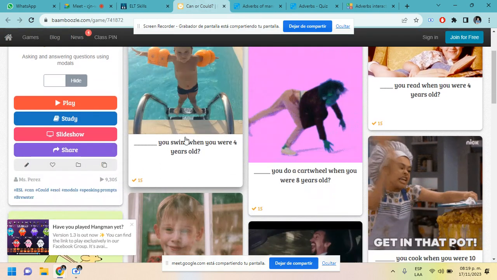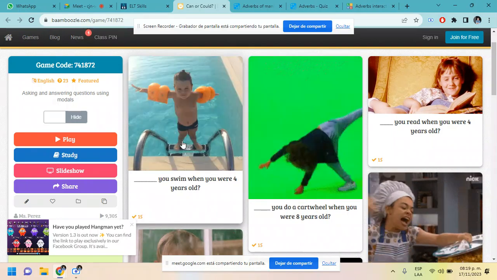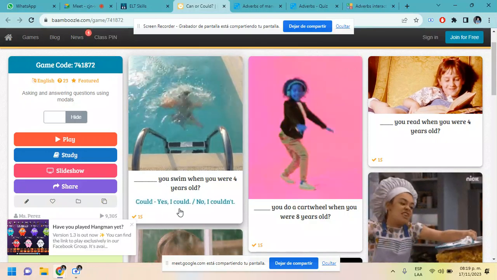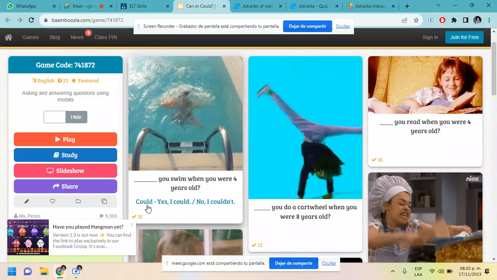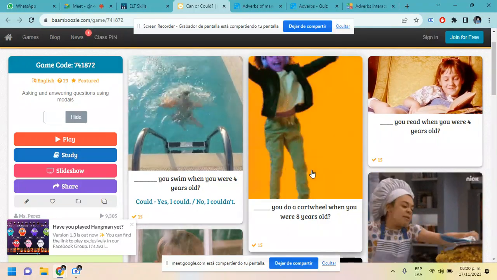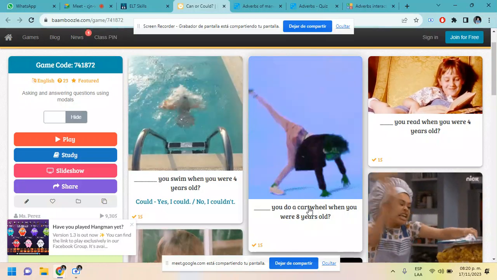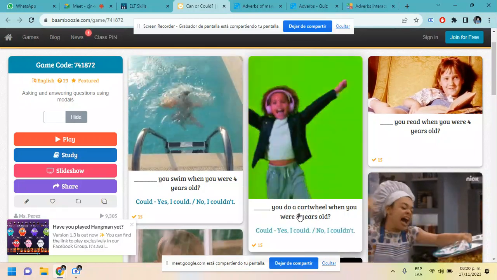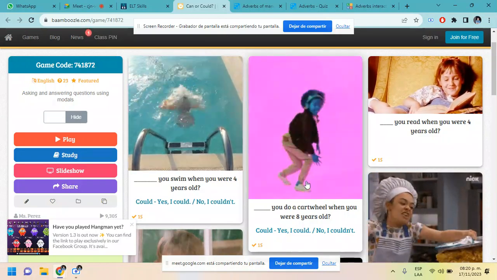Okay, yeah, let's practice here. For example, what do we use here, can or could, for this picture? Can? No. Could. Why, teacher, could? Because it's in the past. Could you swim when you were 4 years old? And the answer would be, yes, I could. No, I couldn't. Yeah, this other, tell me. Can? Nope. Could. Could you do a cartwheel when you were 8 years old? Well, to be honest, I couldn't. No, I couldn't. You see?